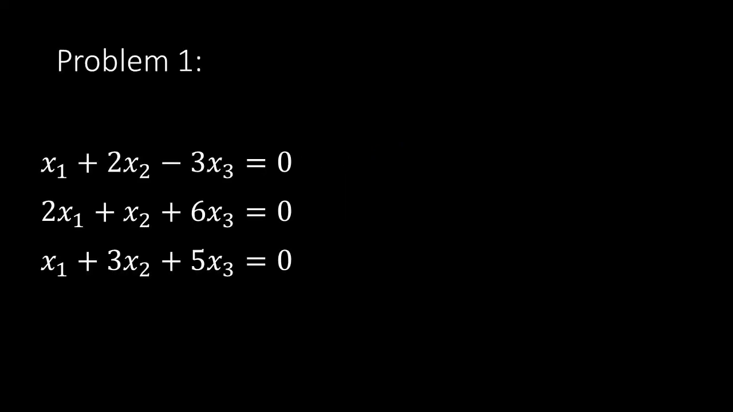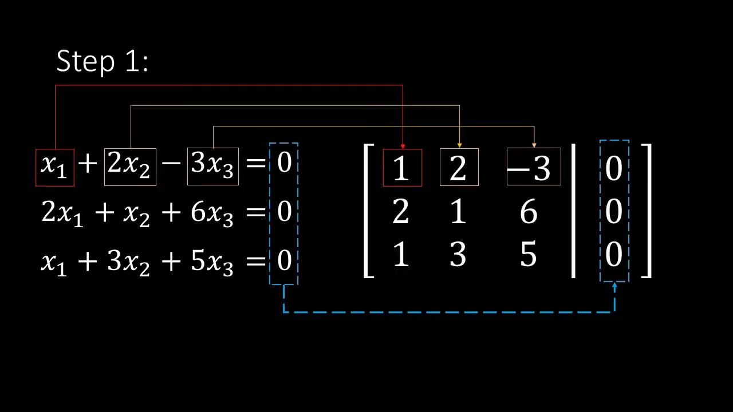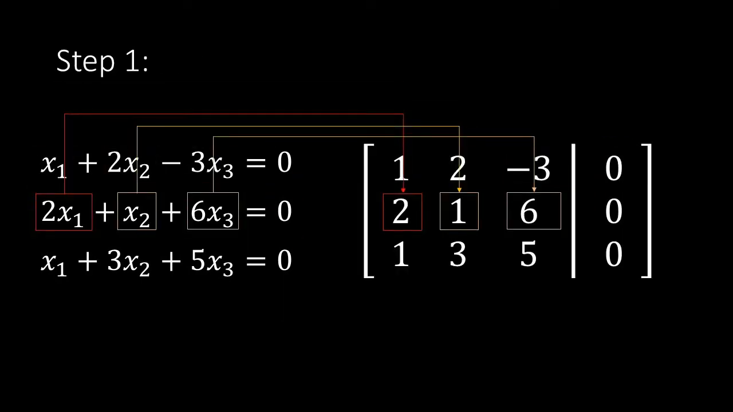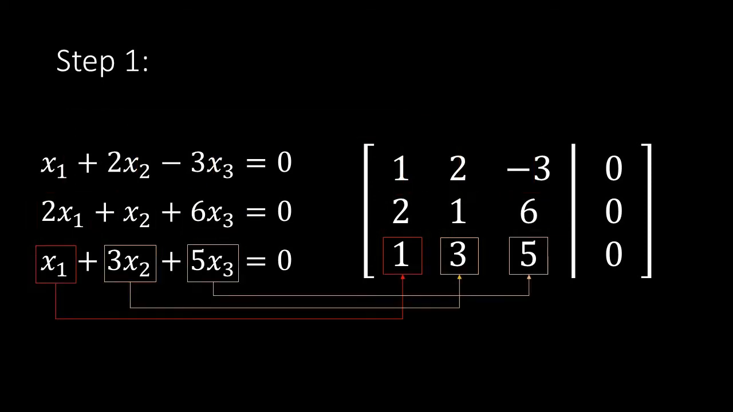Let us consider the sample problem. Notice that the constant term of all the three equations are all equal to 0, so it is a homogeneous system. First, we are going to make it into its augmented matrix form. Then we are going to apply its reduced row echelon form.